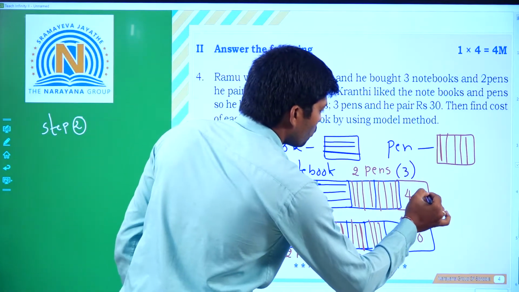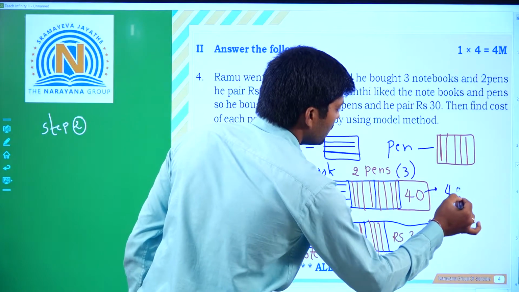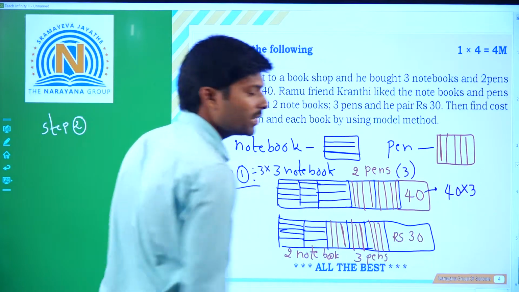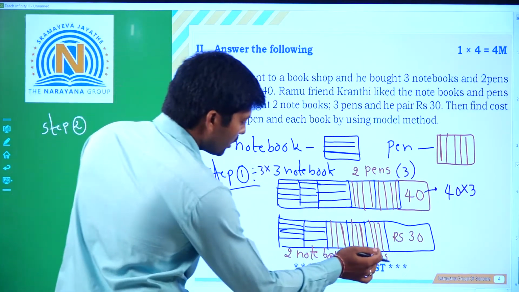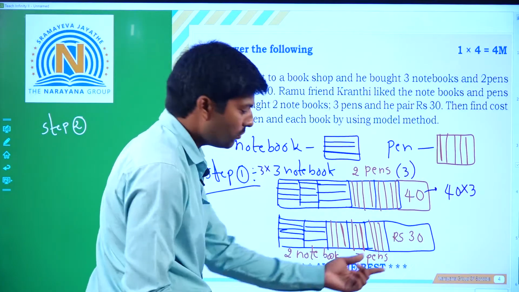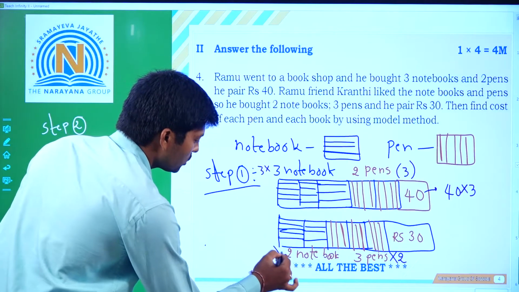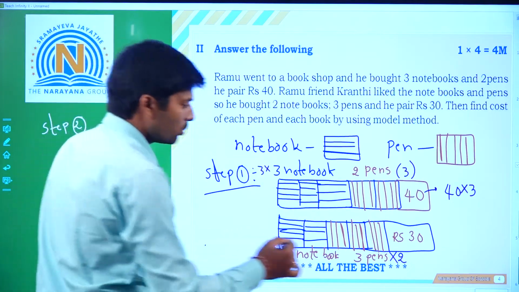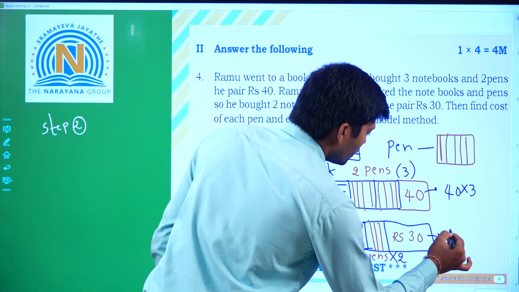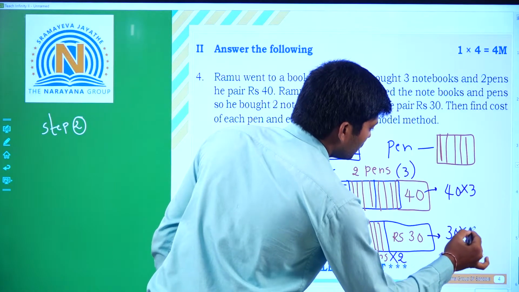So, in the rupees also we have to multiply with 3, 40 into 3. Next, in order to make the 3 into 6, we need to multiply with 2. So here also we need to multiply with 2, and the last amount also you need to multiply with 2.